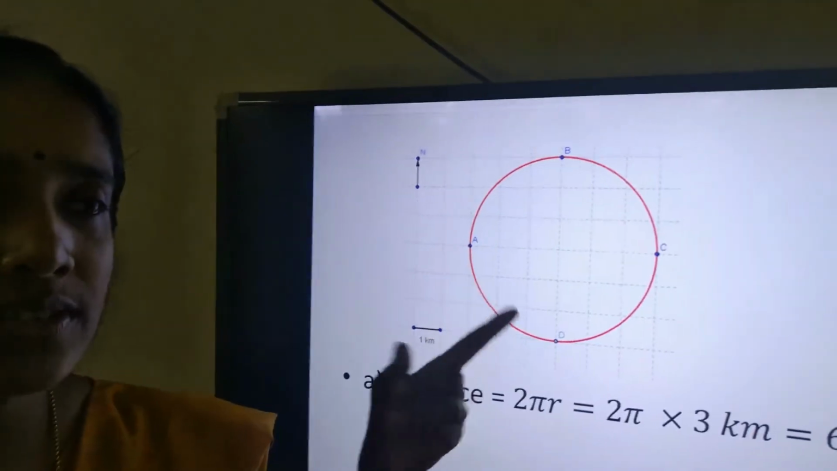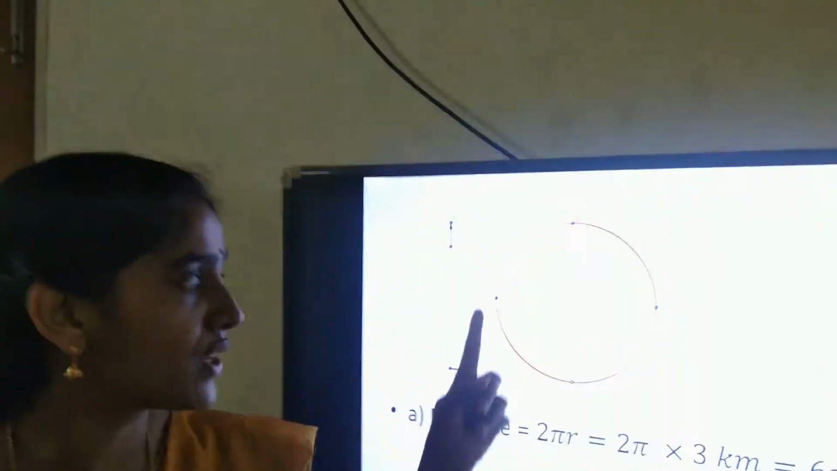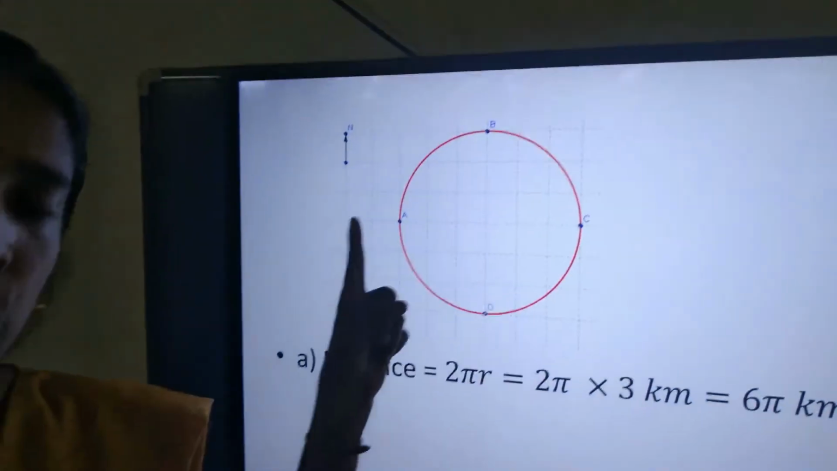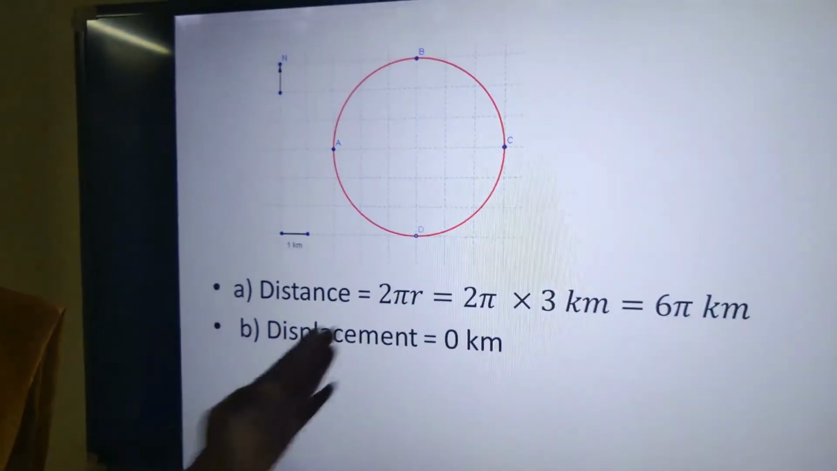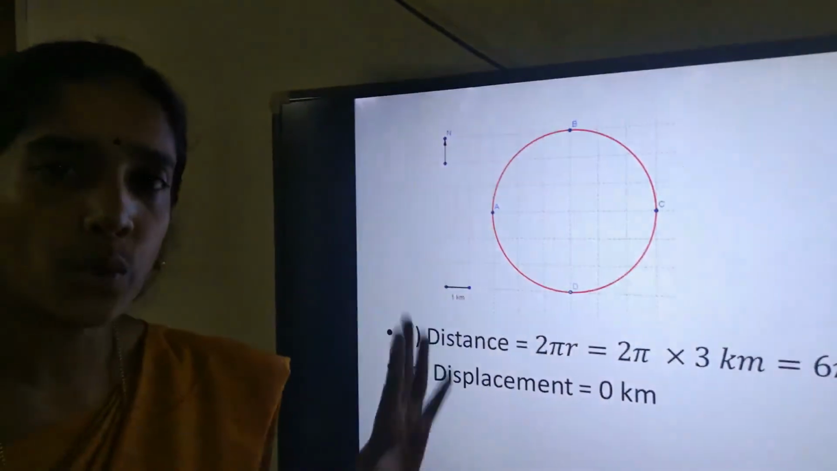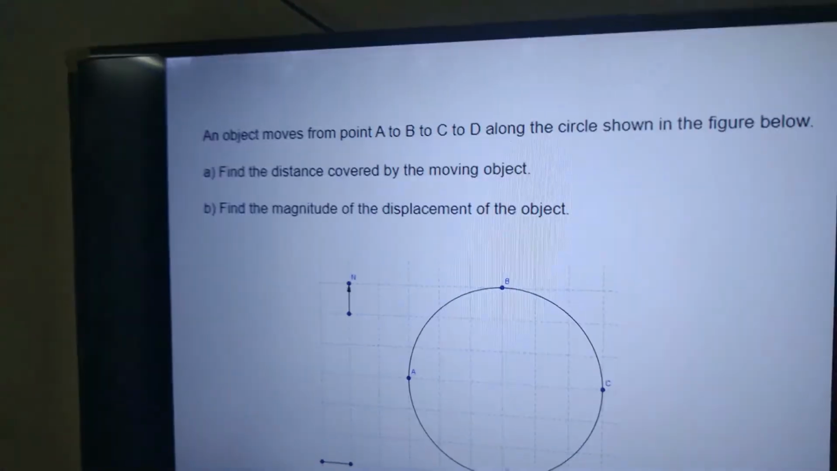It can be asked, what is the condition for getting zero displacement? If the starting and end points are coinciding, the displacement of the object is zero. What is the reason? Starting and ending points are coinciding. Okay, now let's have a look at the next question.